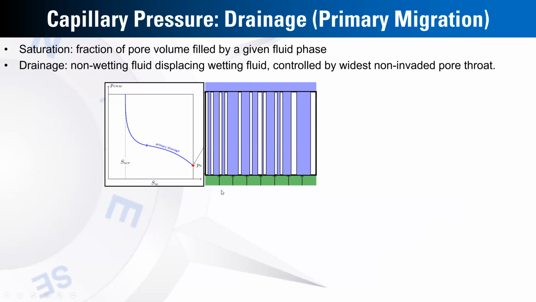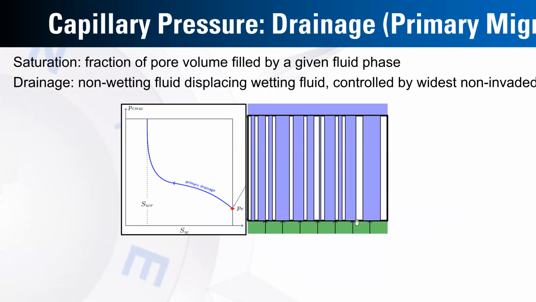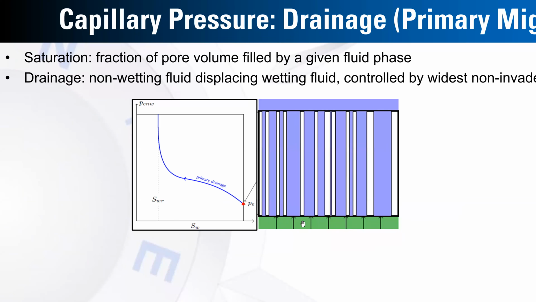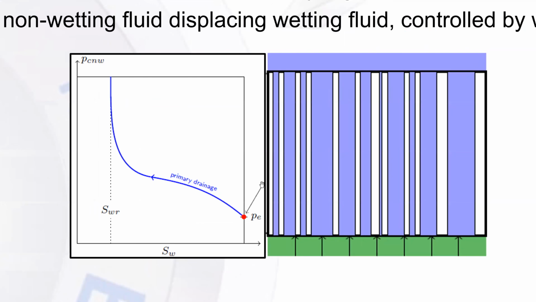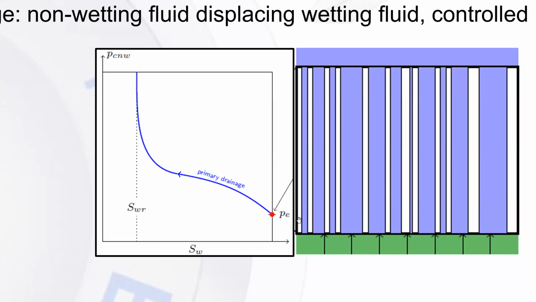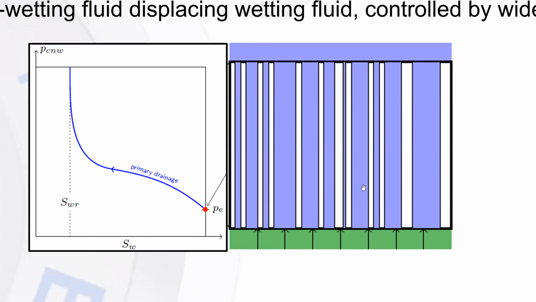So if we have this simulated model, we have the injected water at this side, as you can see, and this is the capillary tube representing the pore throat radius. So this point on the capillary pressure curve is the entry pressure. This is the pressure required to force the non-wetting phase, in the green color, into the initially wetting phase saturated pore, or the largest pore, this one. This is the first point in the capillary pressure curve.